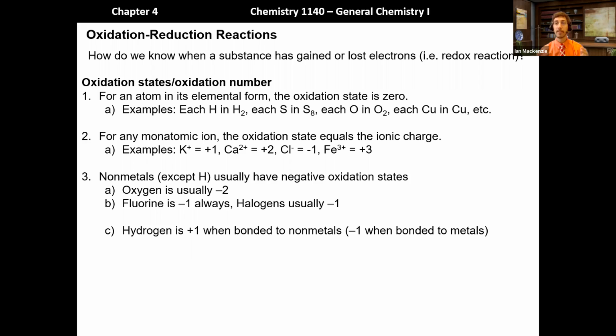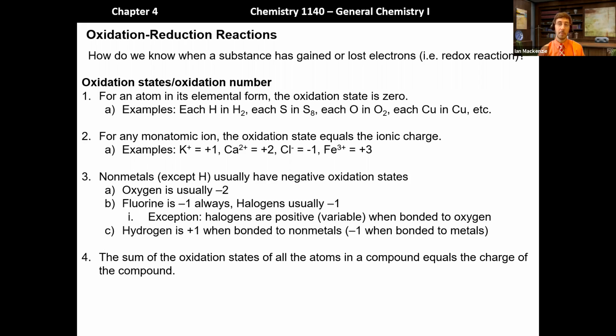Fluorine always has a -1 oxidation state, and most of the halogens are normally -1 as well. One exception to this, the halogens are frequently an exception: halogen oxidation states can be positive if they are bonded to oxygen, and the amount that they're positive will vary depending.